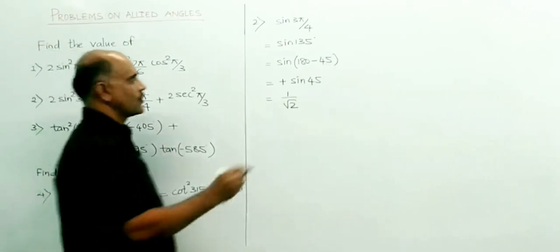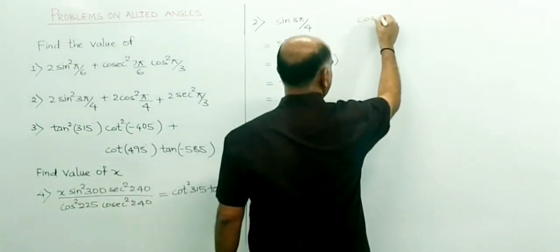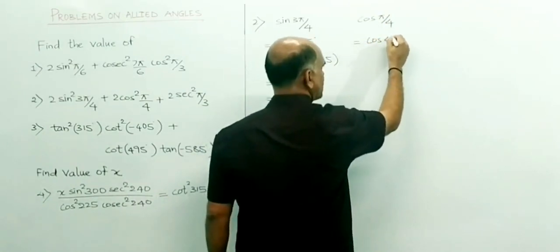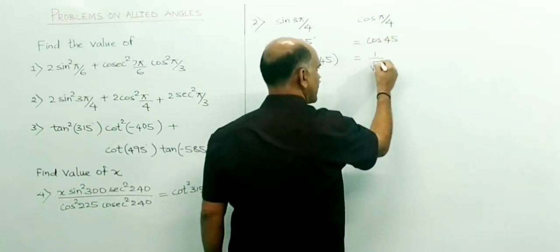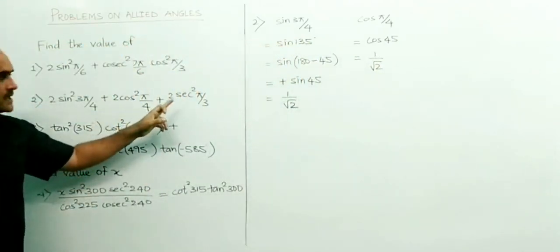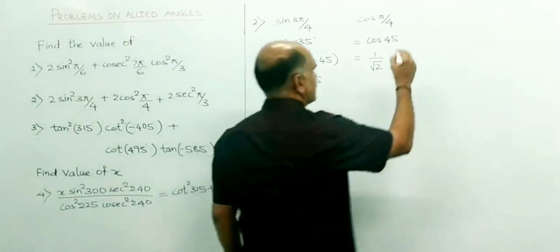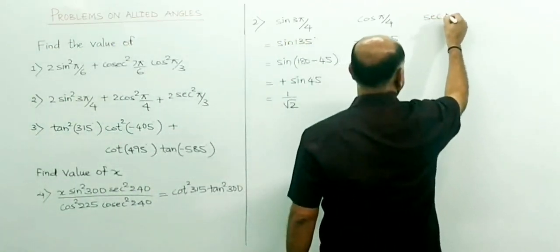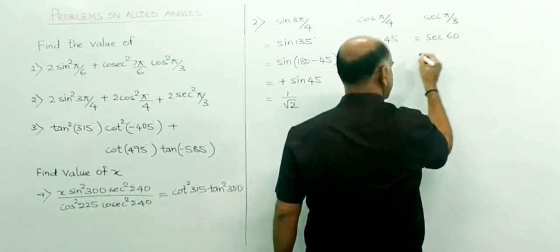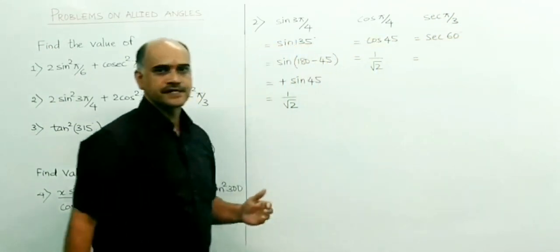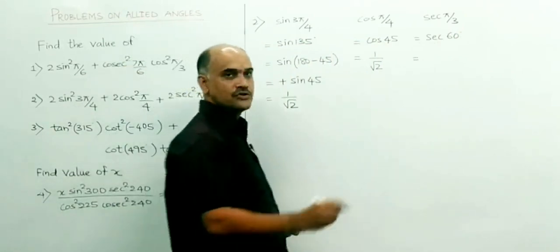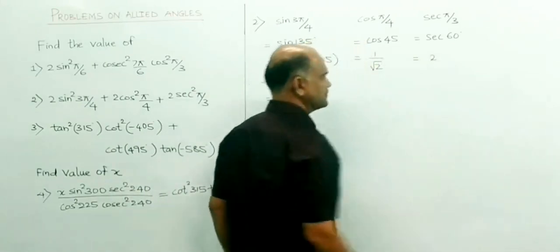Now if I take cos pi by 4, this is nothing but cos 45. Cos 45 is also 1 by root 2. Next, secant pi by 3. So secant pi by 3 is 60 degree. So secant 60. Secant reciprocal is cos. Cos 60 is 1 by 2. So secant 60 is 2.